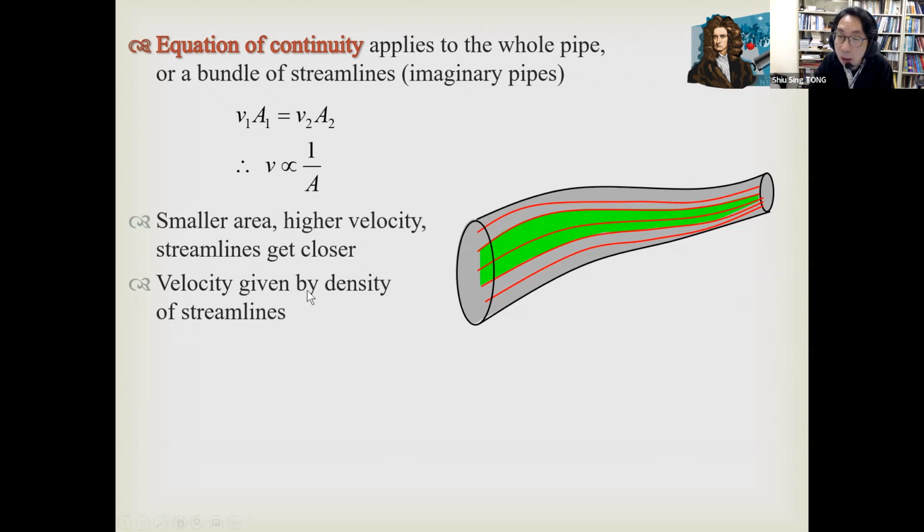So velocity is given by the density of streamlines. It's not given by the number of streamlines, because they are always conserved along the flow, but it's given by the amount of streamlines per unit area. That is the important idea. Okay, so mathematically it is reflected by this relationship: v is inversely proportional to A. And this equation, vA equal to constant, is called the equation of continuity.